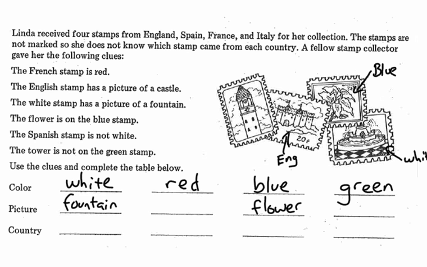And just keep plugging away at the different clues. The Spanish stamp is not white, so this one definitely can't be Spanish, this spot right here. So we know that bit. And just by going through, after you've gone through the clues once, you can jump back through them again. And so we're almost halfway done with this, well, we are halfway done with this table. So use those clues, go back through them, and see if you can complete that table.